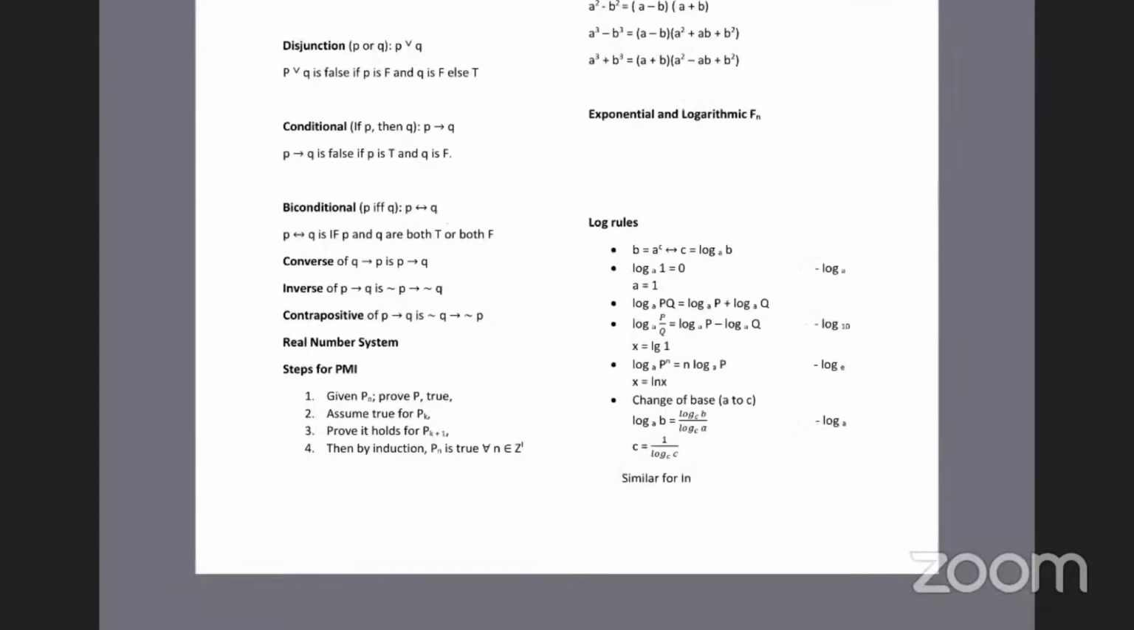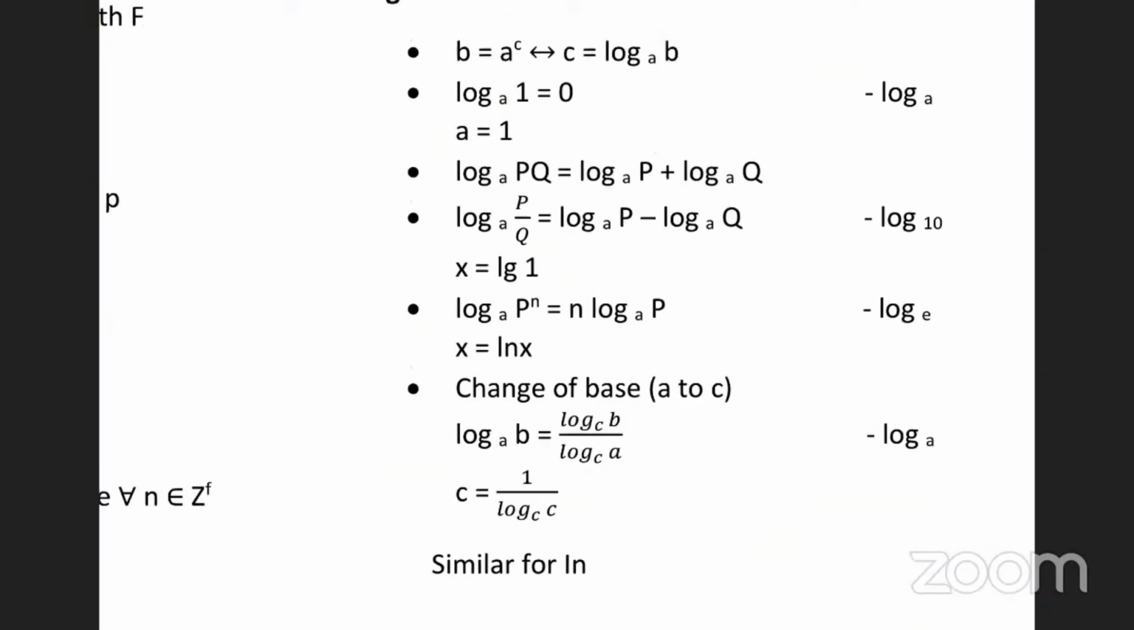New log rule, well, new for unit 1, right? There's a new log rule that we had to focus on. If you had to convert from indices to logs, if you have a^c = b, it becomes log to the base a of b, and that's equal to c. That's okay?